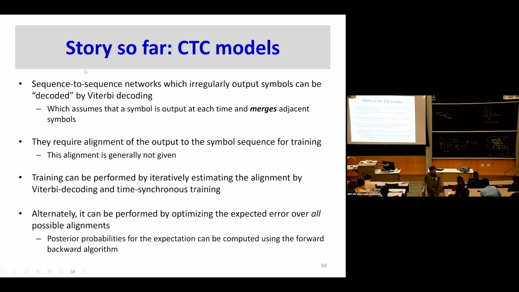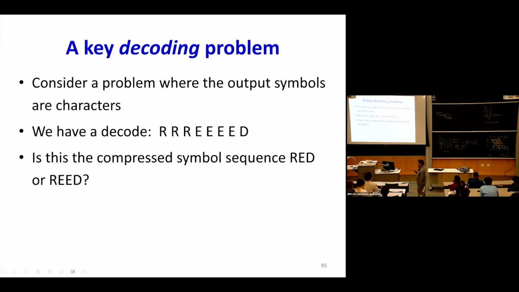Okay, so the story so far: sequence to sequence networks which irregularly output symbols can be decoded, right? Can be aligned using Viterbi decoding. Training can be performed by iteratively estimating the alignment by Viterbi decoding and time synchronous training, or can be performed by optimizing the expected error over all possible alignments, which is what we did. But in all of these, we ignored a very key problem, and that is the business of repeating symbols.